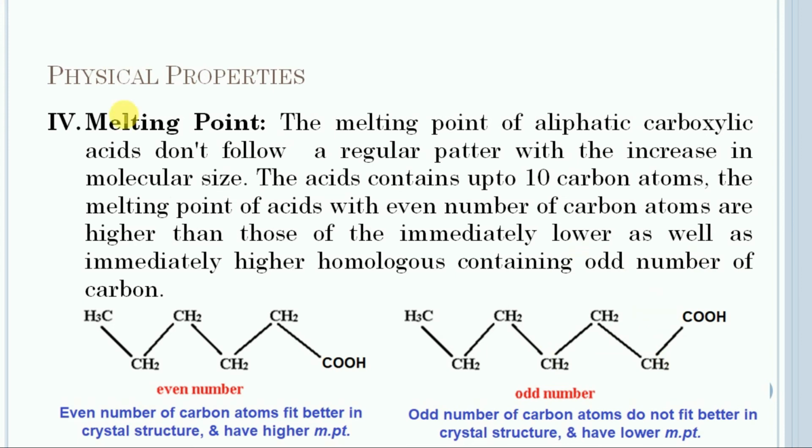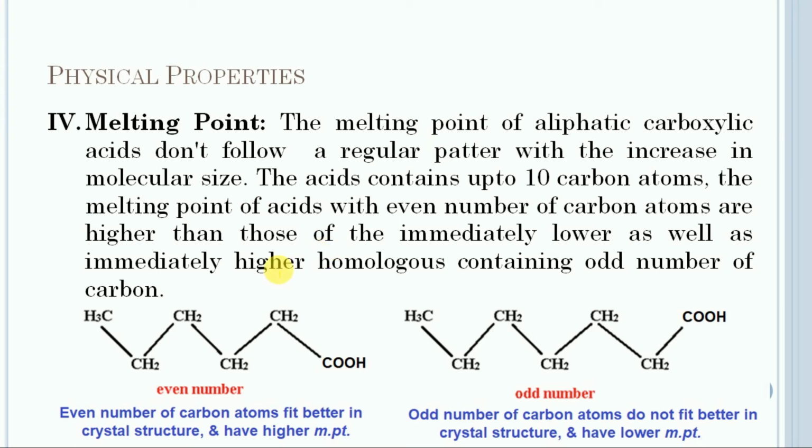Next is the melting points. The melting points of aliphatic carboxylic acids do not follow a regular pattern with increase in molecular size. It is observed that for acids containing up to 10 carbon atoms, the melting point of each containing an even number of carbon atoms is higher than those of the immediately lower as well as immediately higher homologues containing an odd number of carbon atoms.